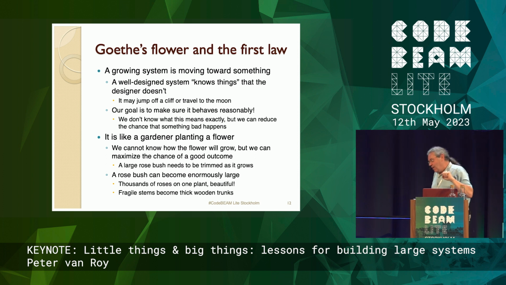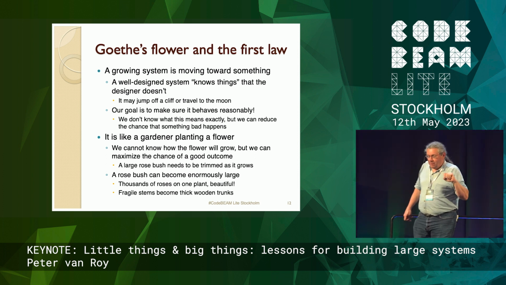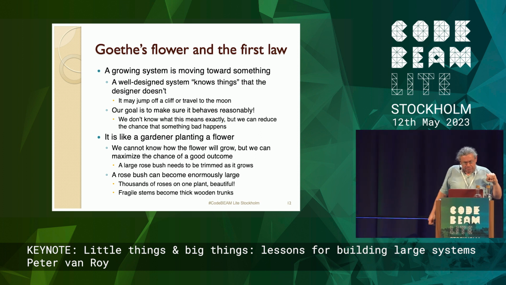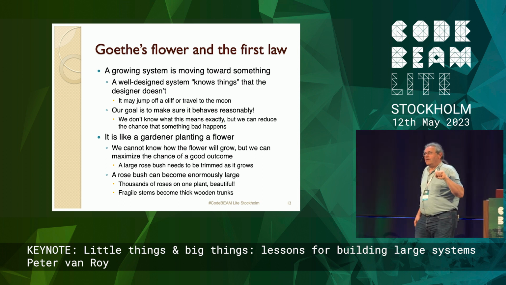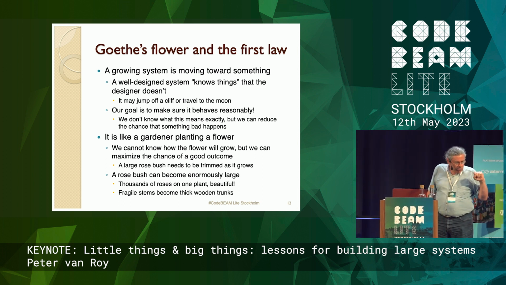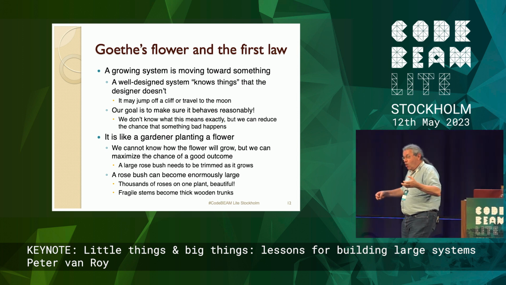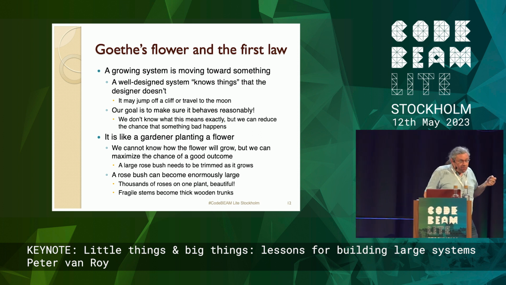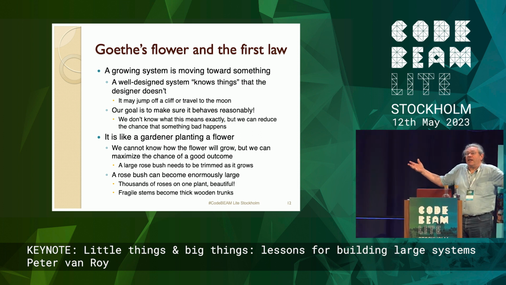Okay, we have very recently a very kind of unexpected and, I would say, disturbing example of this, ChatGPT. Our goal is to make sure it behaves reasonably. What does that mean? We don't really know. It's like planting a flower, building a big system. All you can do is help it grow, maximize the chance of a good outcome. But what is that outcome?